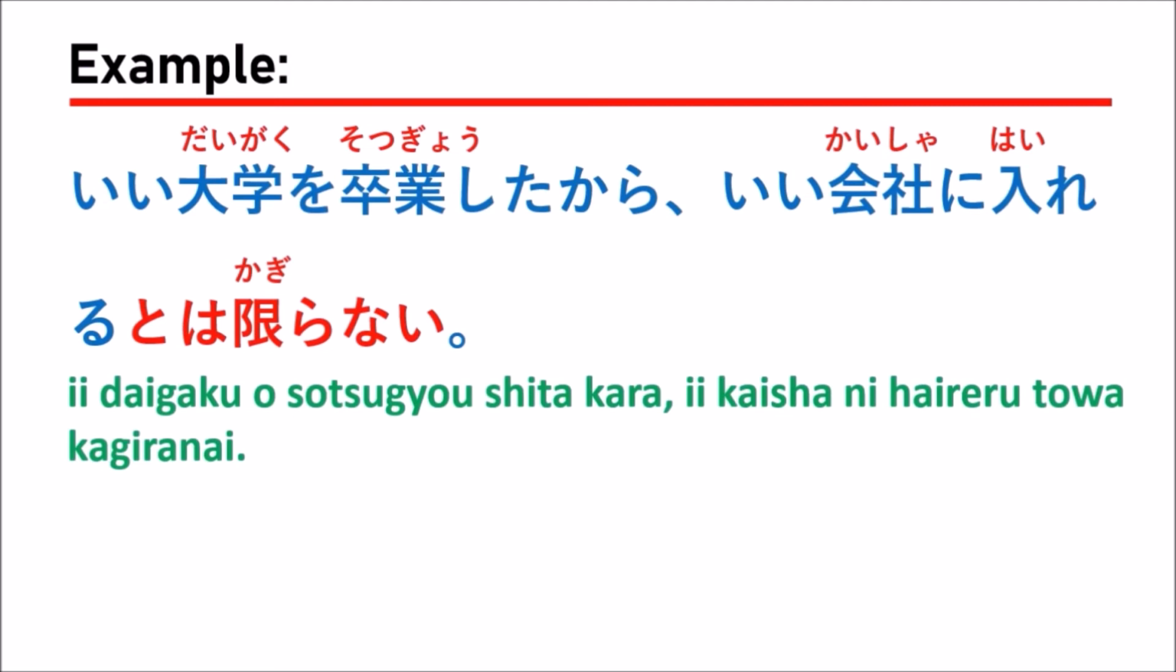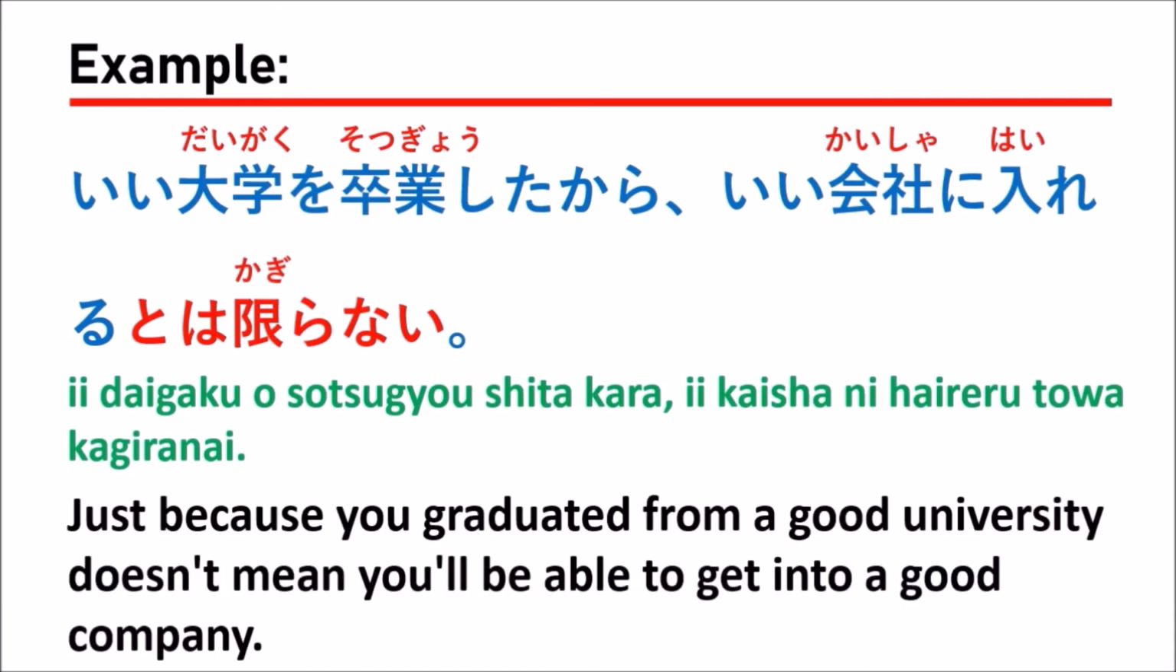The next example is いい大学を卒業したからいい会社に入れるとは限らない。Which means that just because you graduate from a good university doesn't mean you will be able to get into a good company. Just because you graduate from a good university doesn't mean you will be able to get into a good company. In this sentence, you see that they use the verb with to wa kagiranai. In here, our verb is highlighted.